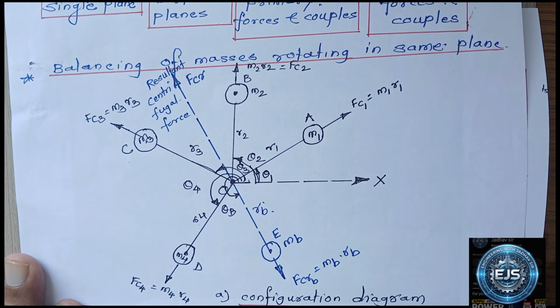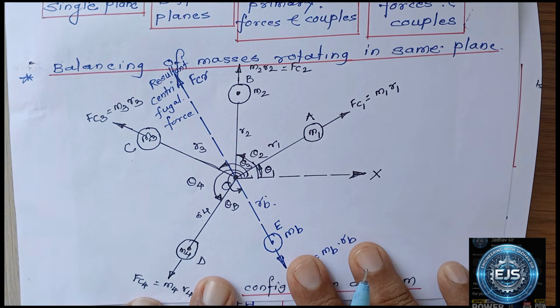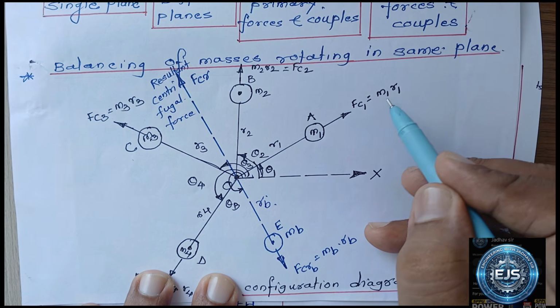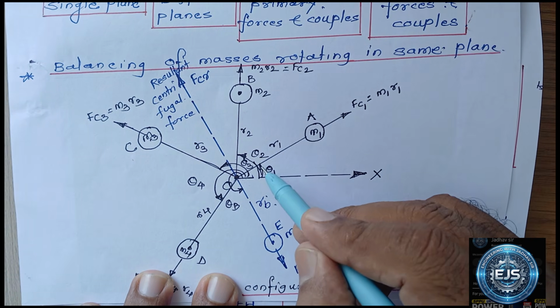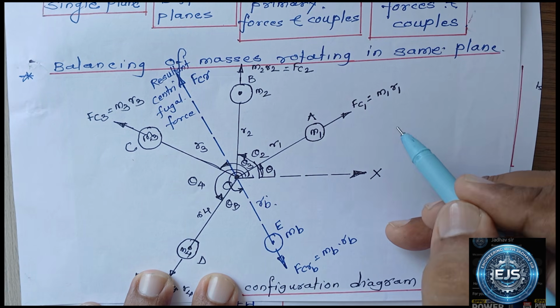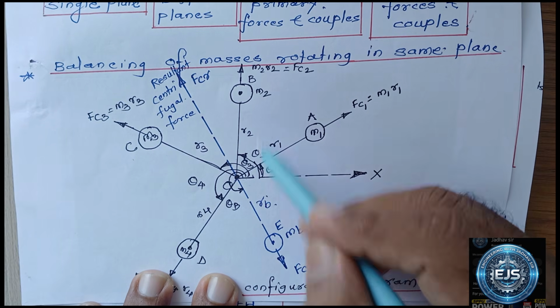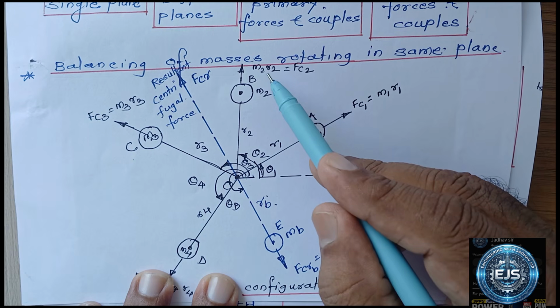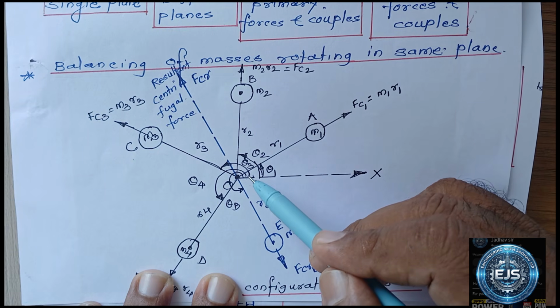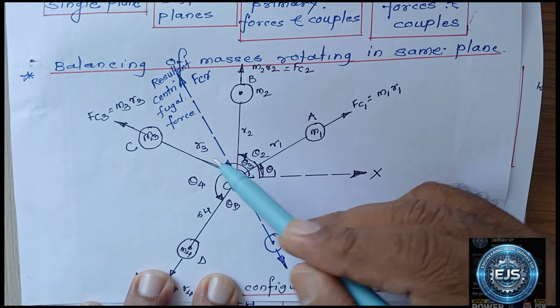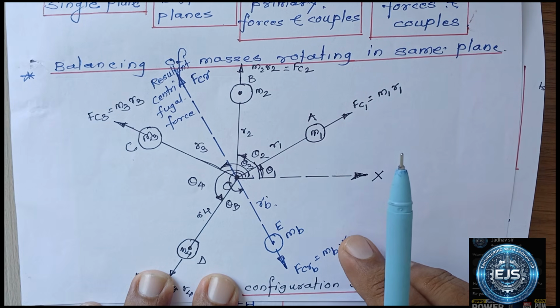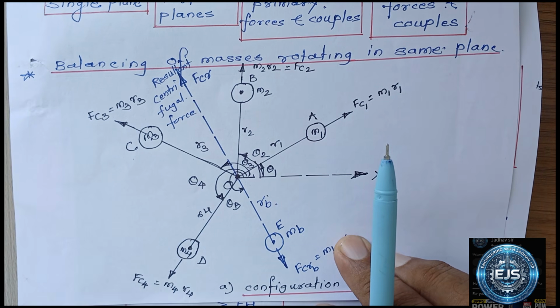So the angle made by the first mass is theta 1. The centrifugal force is m1 r1 and its angle is theta 1, so its horizontal component is m1 r1 cos theta 1. Similarly for the second mass, its angle is theta 2 with respect to the horizontal line OX, so the horizontal component is m2 r2 into cos theta 2. Similarly for the third mass, m3 r3 into cos theta 3, and m4 r4 into cos theta 4.